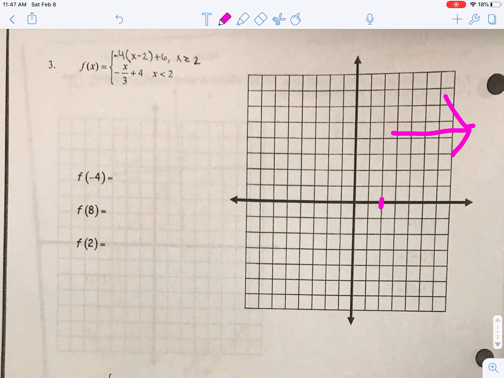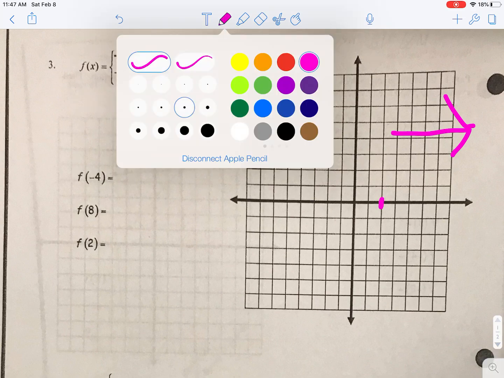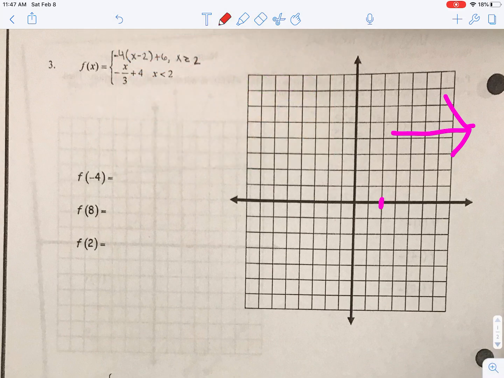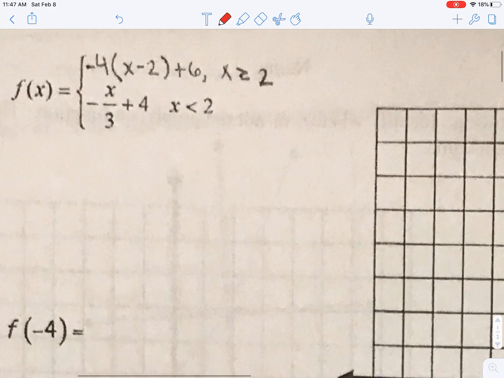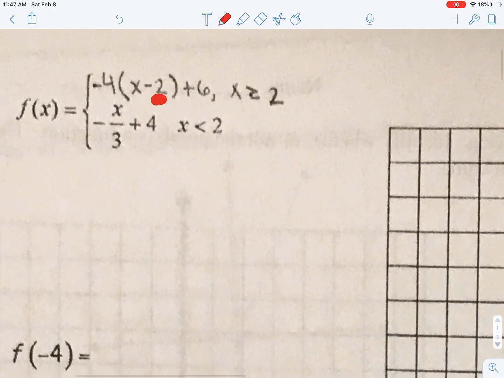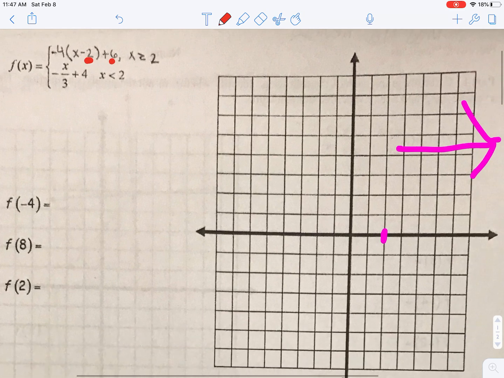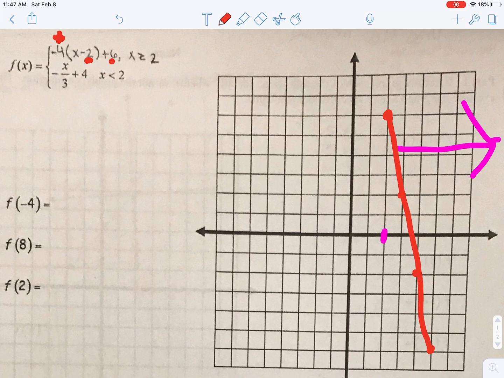Looking at this equation, I could plug in points, or I know in point-slope form, I'm given a point and a slope. So what point am I given here? I'm given the point (2, 6), so (2, 6) is going to be here. And then the slope is at the beginning, right there, which is -4, which is down 4 and 1 over. I'm going to do that just a few times. And then here is everything that's greater than 2.